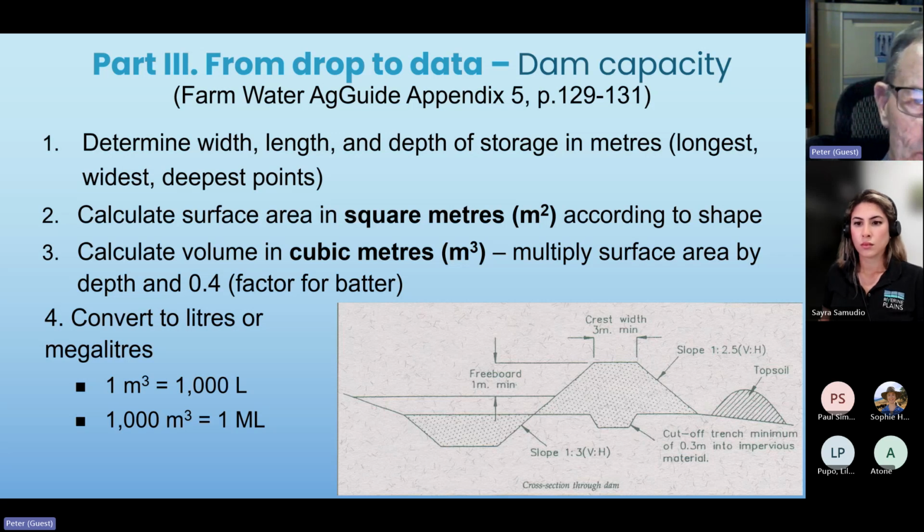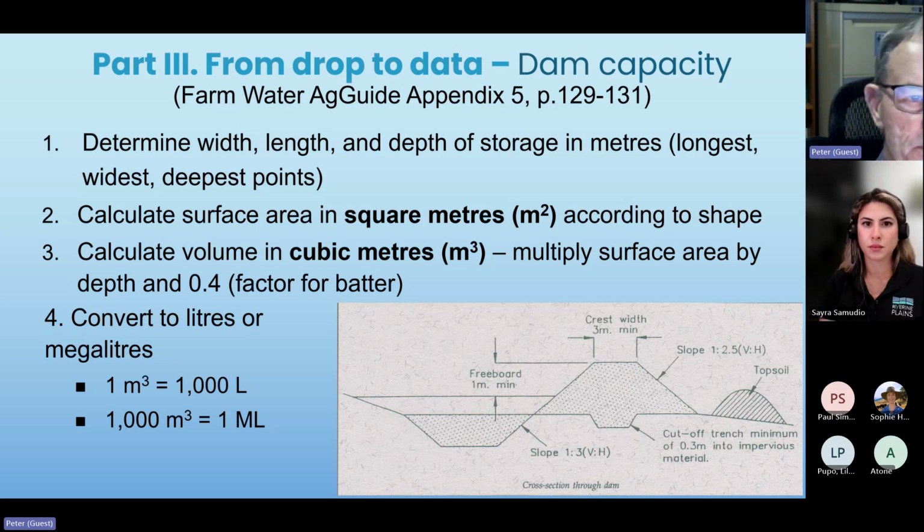But to determine what you've got, you must measure the width and length of the dam, and then also the depth of storage at its deepest point. So you want the longest and the widest and the deepest points. From that information, you calculate the surface area in square metres. That's the length times the width, and that gives you square metres. And the way you do that might vary depending on the shape of the dam, which I'll mention again shortly.